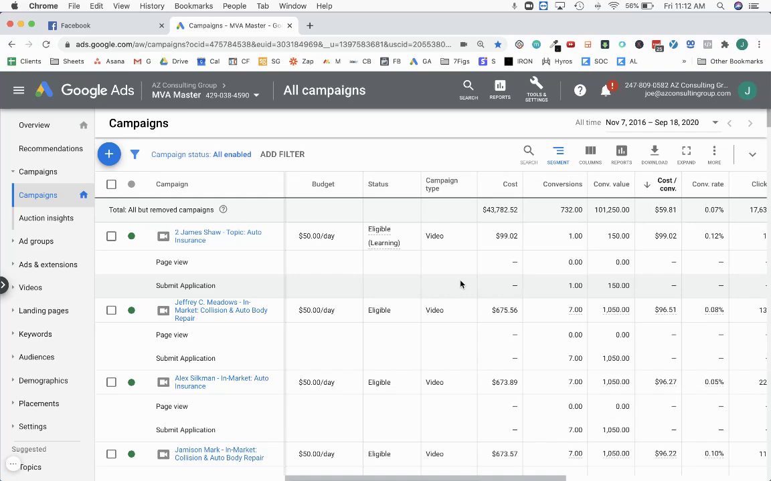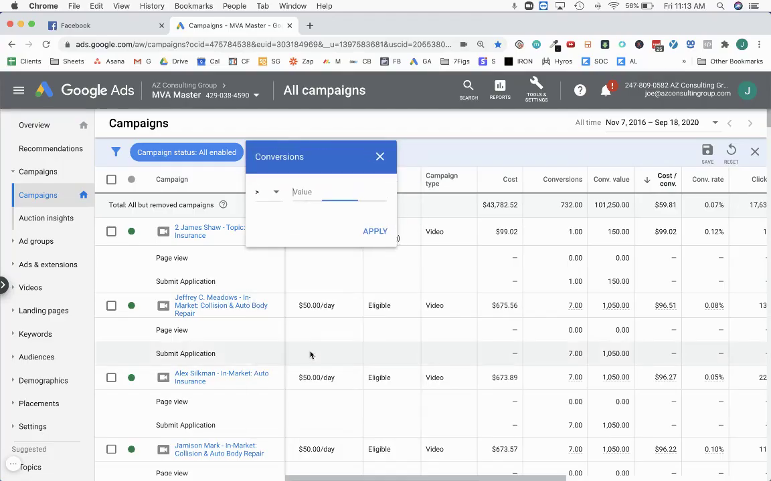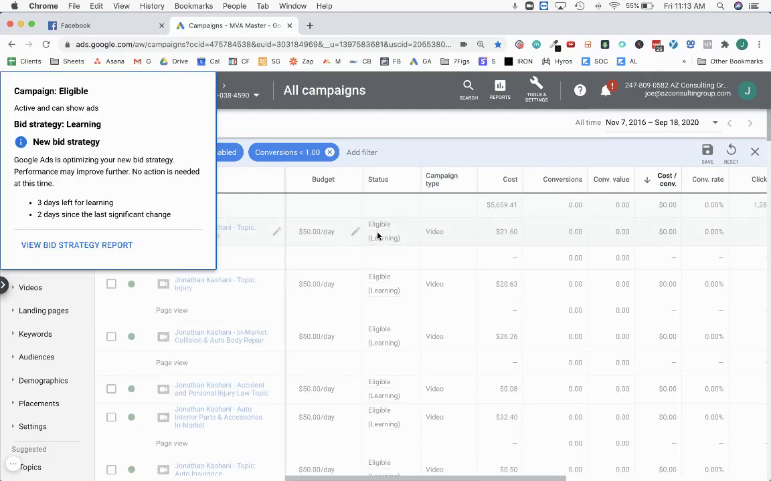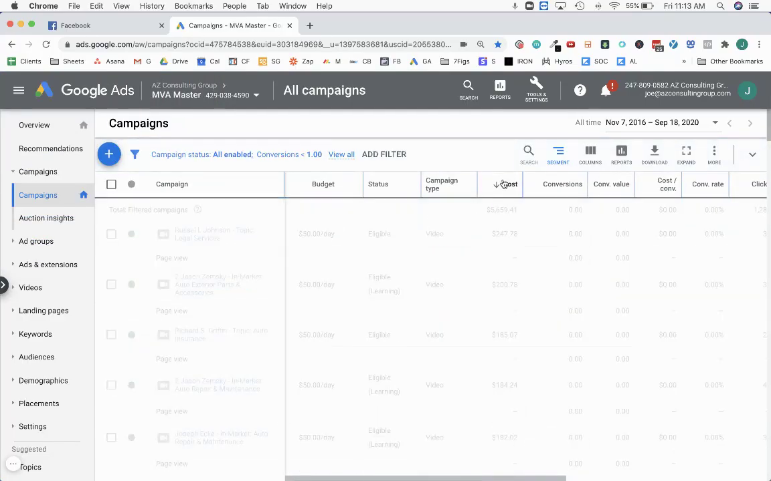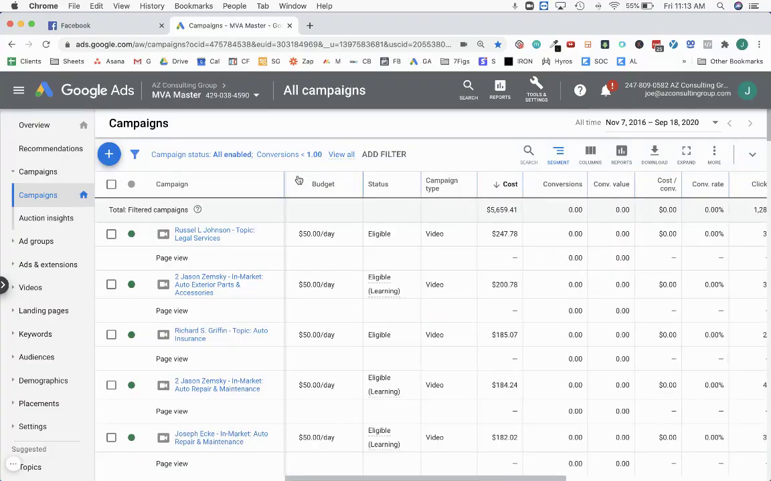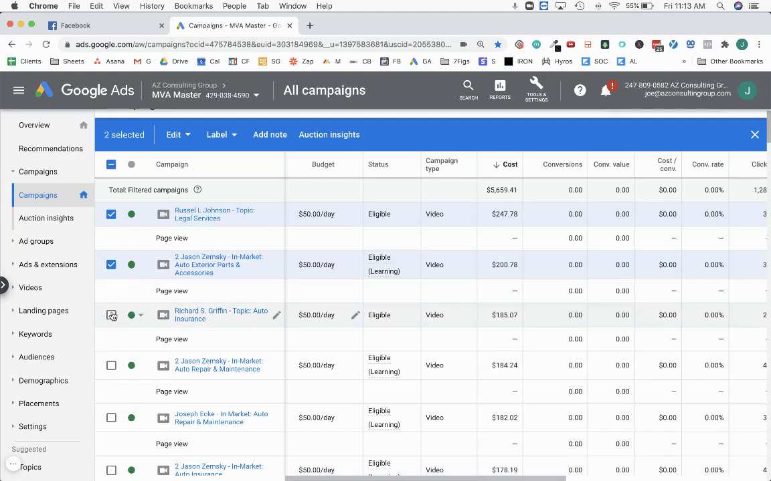To find campaigns that are spending money and have not converted, we're just going to change this filter to campaign status all enabled, add filter, click conversions, less than 1, and then sort by cost. And this will show you all of the campaigns that you need to cut immediately because they're out of KPI.